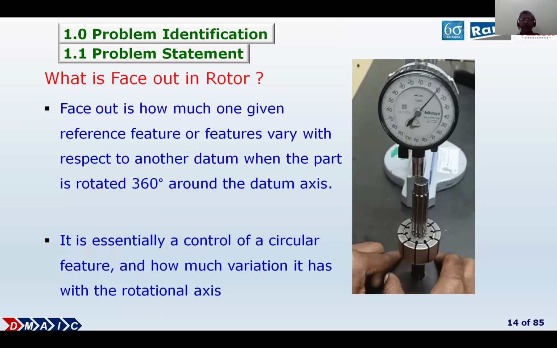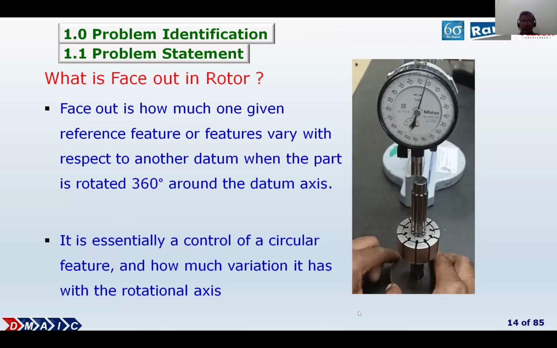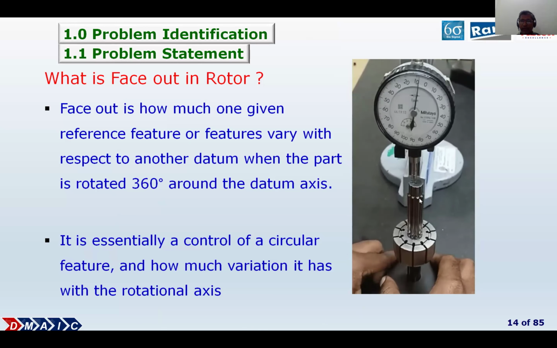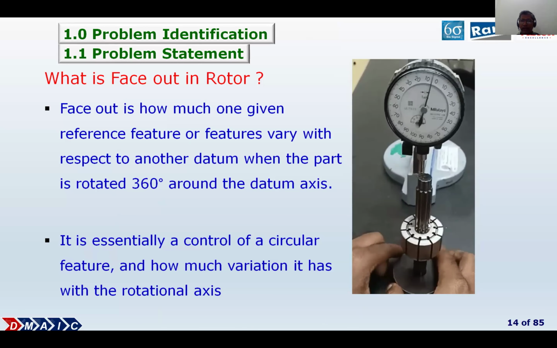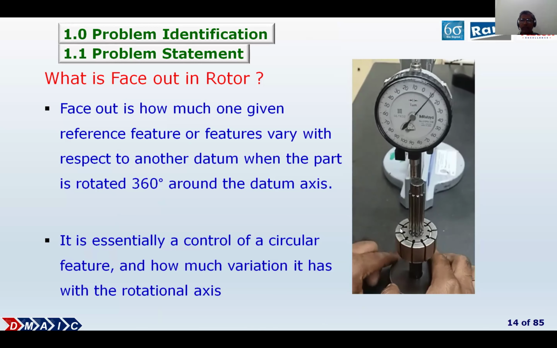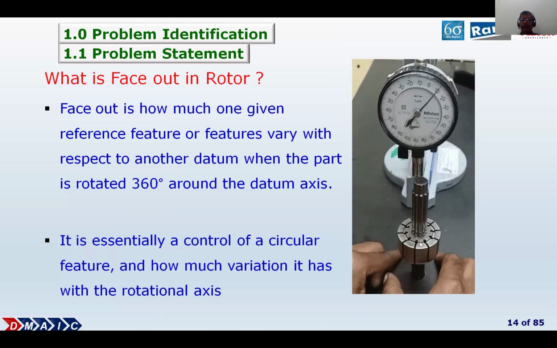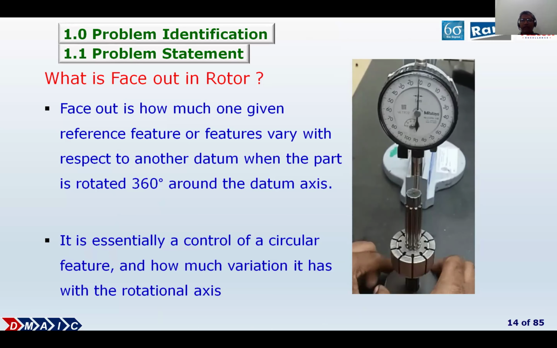So I'm mentioning here what the phase out in the rotor is. You can see this is the rotor. With respect to this plane ID, if you are rotating it and dialing over it, the dial should go to a maximum of 0.08 mm, but we are getting more than that, 0.8 mm. Because of that, our rejection value is increasing.